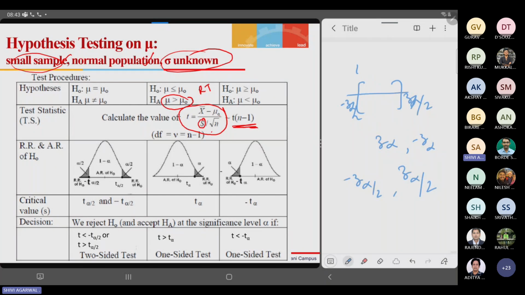Now we are saying right tailed here, so the critical point is what? T alpha. So this region to the right of this point is the rejection region, okay? And then we reject H naught if T is greater than T alpha. The same thing, only the difference is we are calculating T and then we compare T with T alpha with n minus 1 degree of freedom. Okay. That is known as the critical point basically.